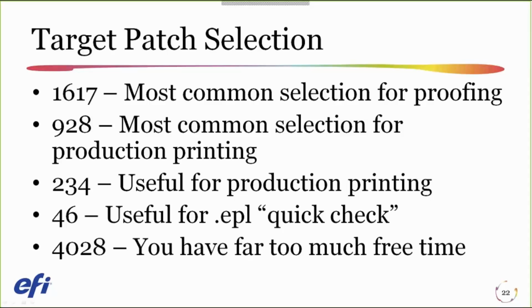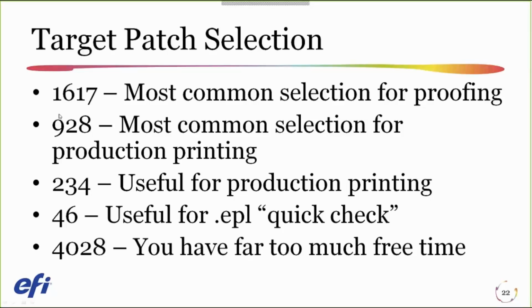4028, well, that's if you just have too much free time on your hands. It was designed for the toner side, for printers that are very uneven, non-linear. Because we do our linearization and because of the nature of our inkjet printers, normally not an issue. So for most of you, if you're doing proofing, you're likely going to use the 1617 patch target, and for production printing, the 928 or the 234. However, you may need to go to the 1617 if your customers are starting to ask for validation of accuracy. You may want that little extra accuracy that target gives you.